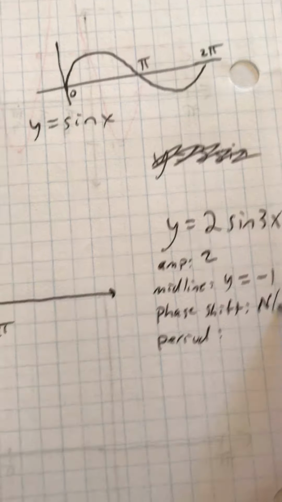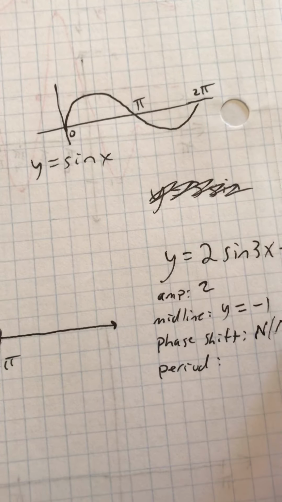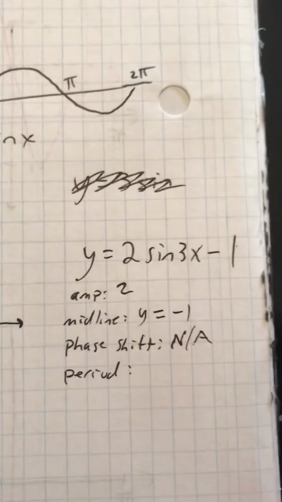The phase shift, if you notice, there's nothing added or subtracted to the x here. So the phase shift is not applicable. We could say that there's not one, or we could say it's 0.